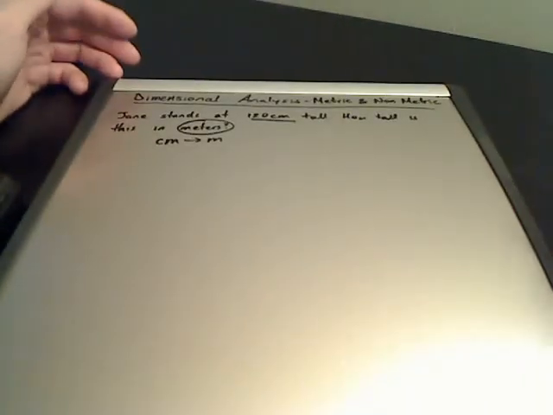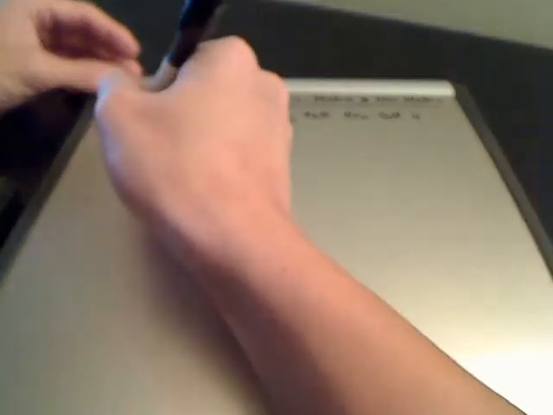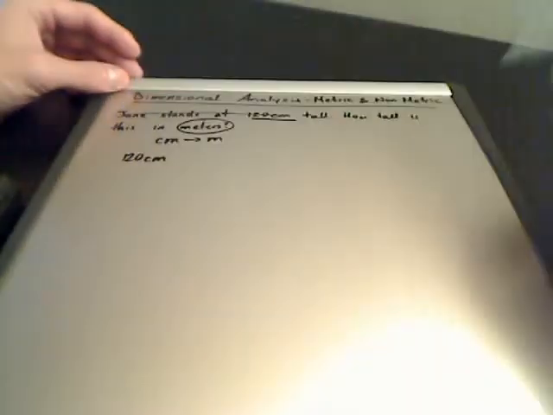Okay, as you may or may not recall, if you find it necessary to cross out things as you read it through, please do so. So Jane stands at 120 centimeters. Cross that out. We know that it's going to be 120 centimeters. How tall is this in meters? Okay, we can cross that out because we know that meters is our unknown.